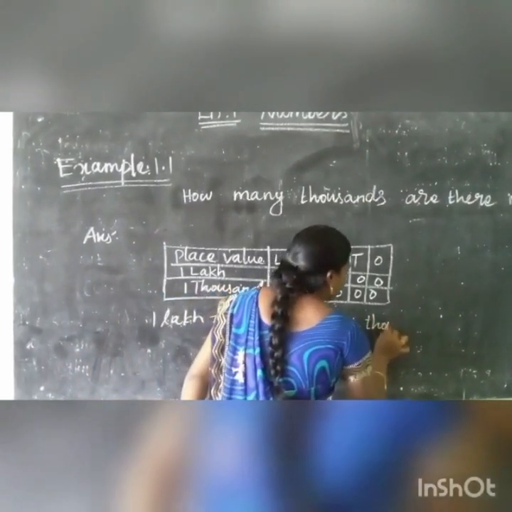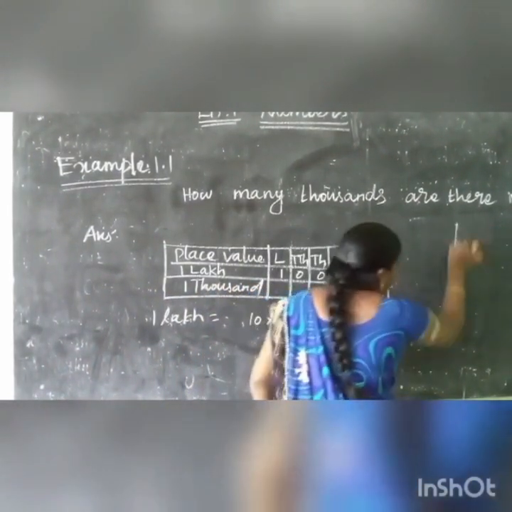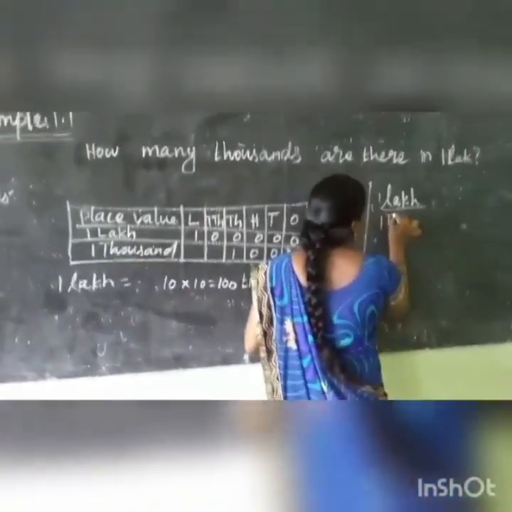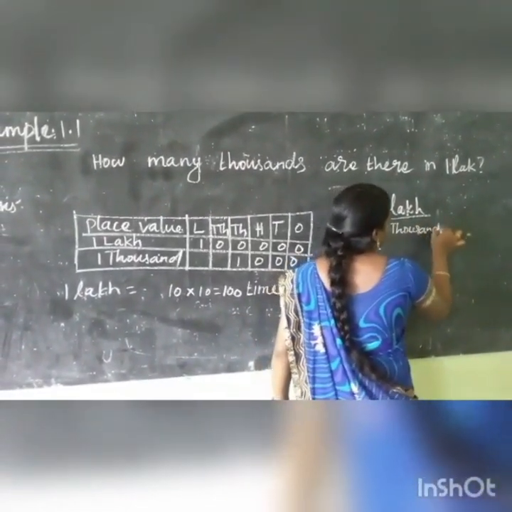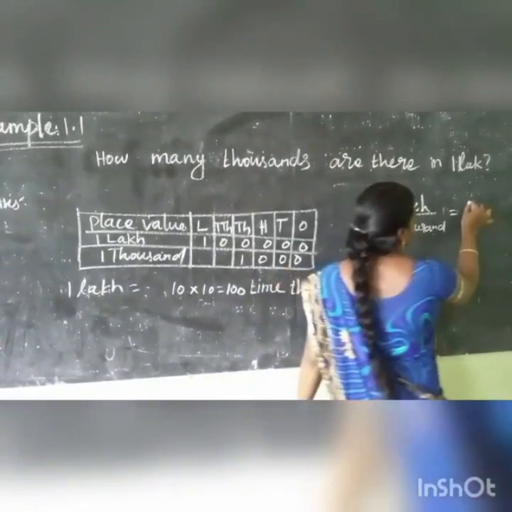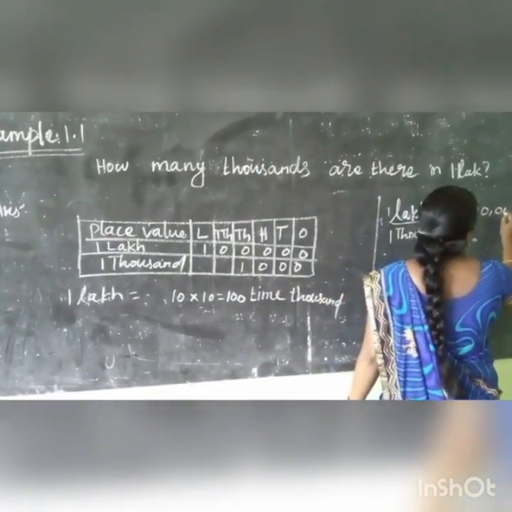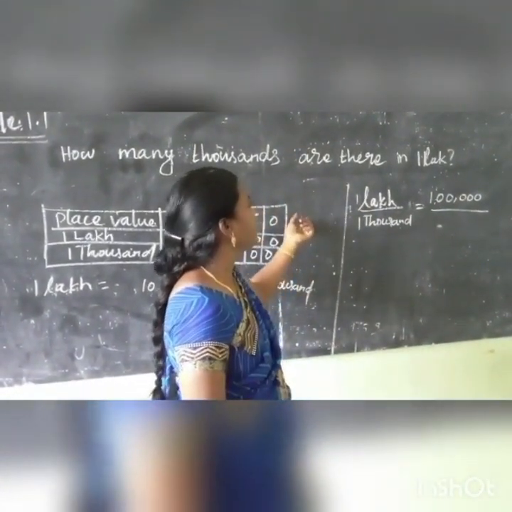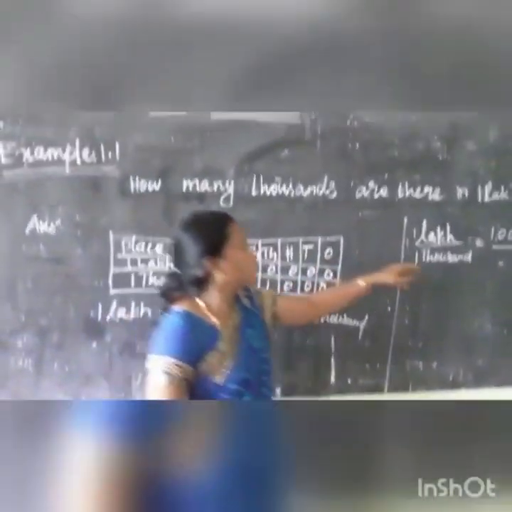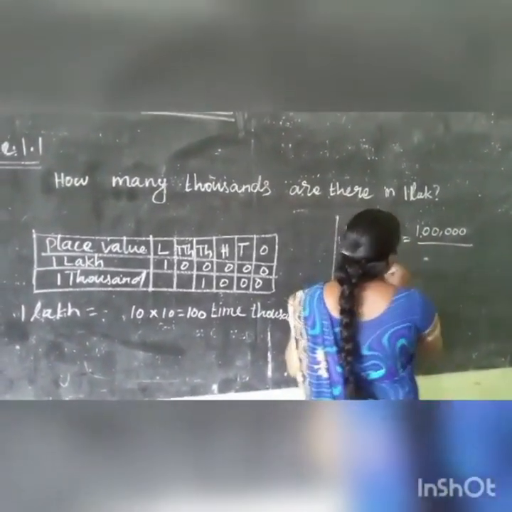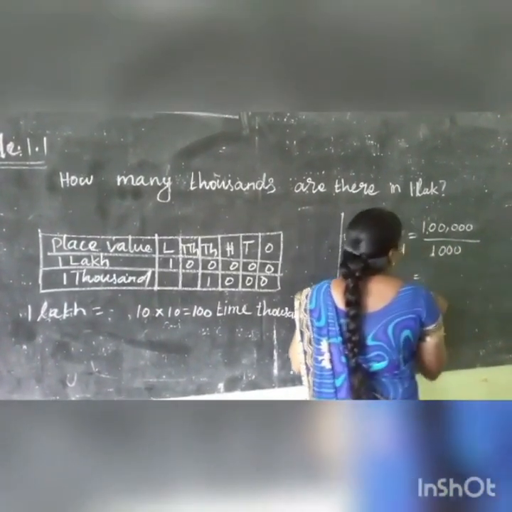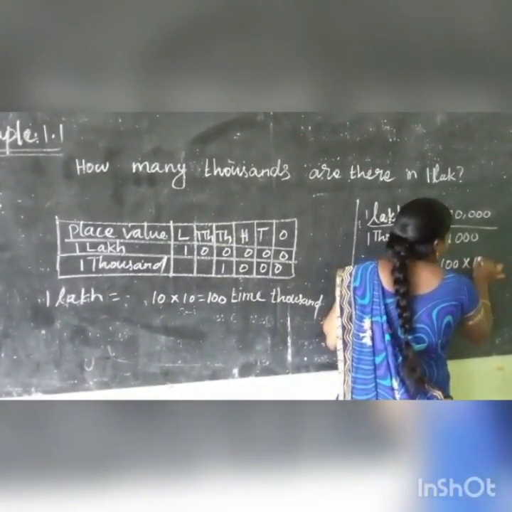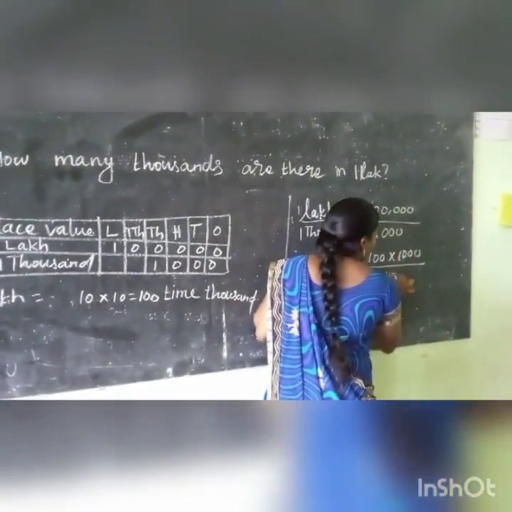100 times 1,000. Another method: 1 lakh divided by 1,000. In the Indian method, put the commas: first 3 digits, next 2 digits, next 2 digits. So write 1 lakh, and next write 1 lakh by 1,000. 1 lakh equals 100 into 1,000, divided by 1,000.